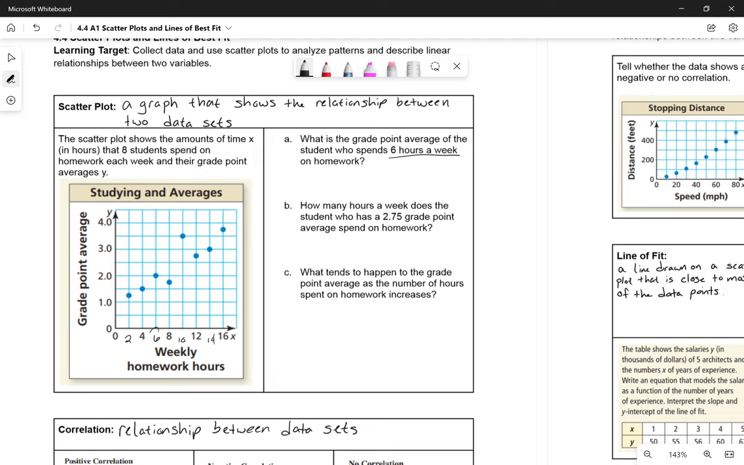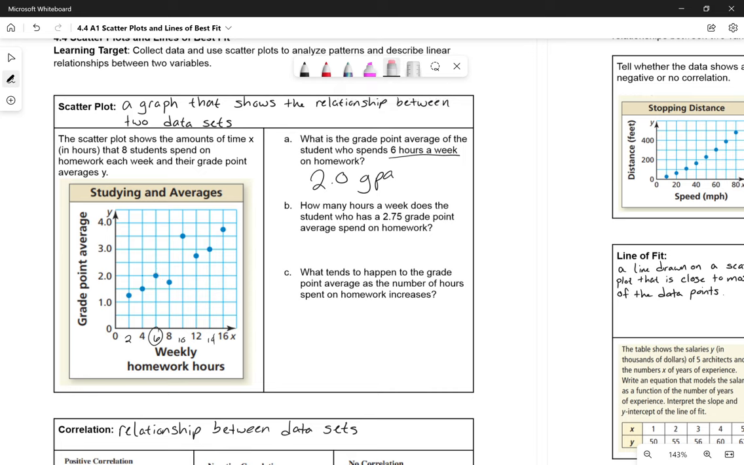Once we find 6, we're going to look up and find the point. And from there, we'll look to the left of the graph and see that this person earned a 2.0 GPA. It is always good to label things, otherwise you may not understand what is going on with that number. Now let's look at part B.